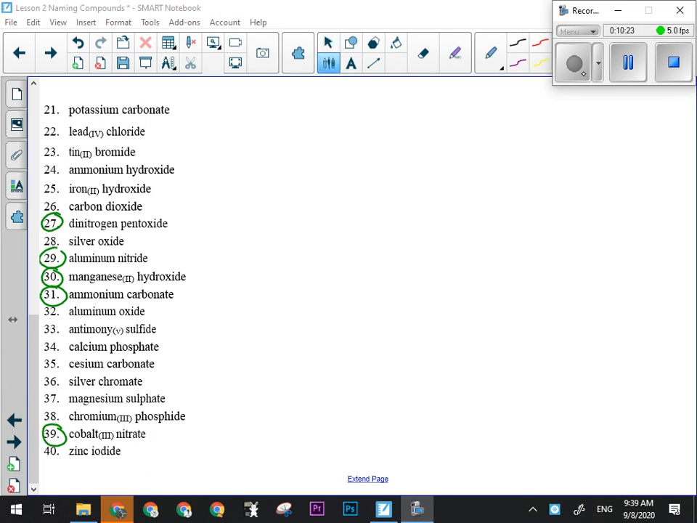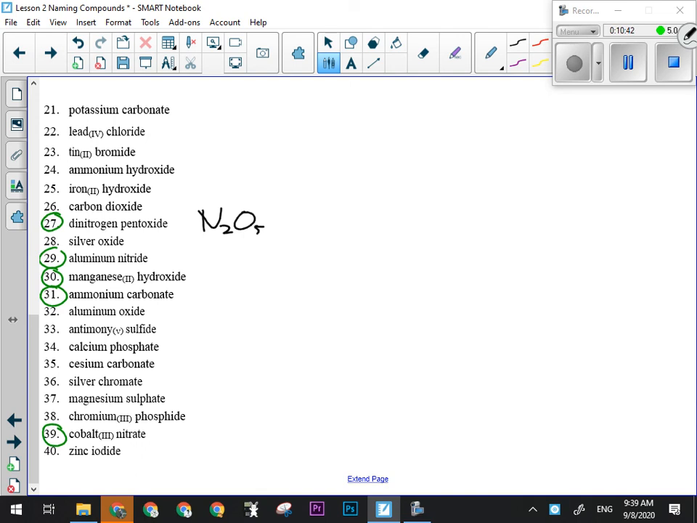Okay, so for these ones here, for our first one, dinitrogen pentoxide, ionic or molecular? Molecular, okay. So we're going to put N, and we're going to put our 2 next to it because that's what the prefix tells us, and then O, and what's penta stand for? 5. Okay, so we got N2O5.